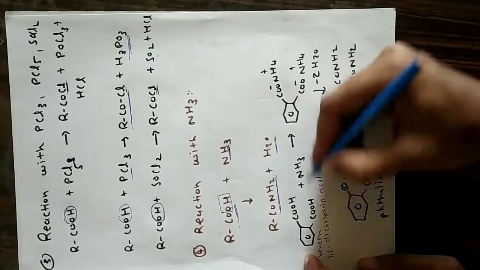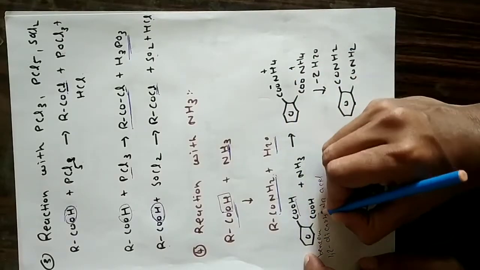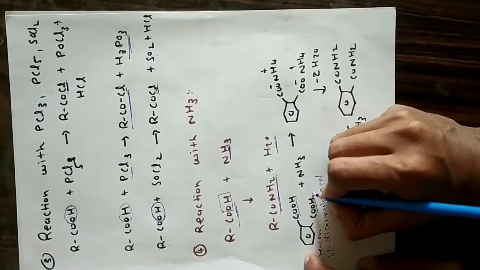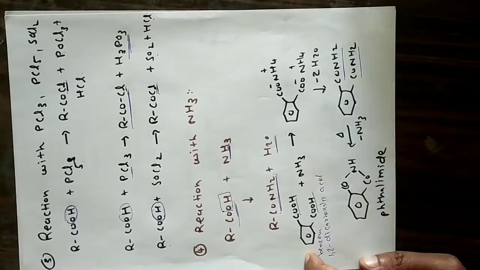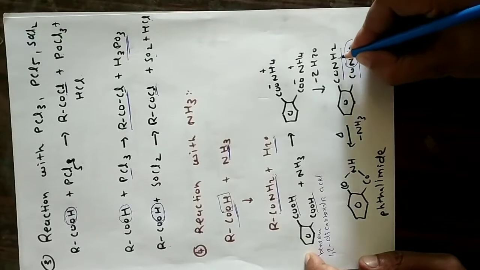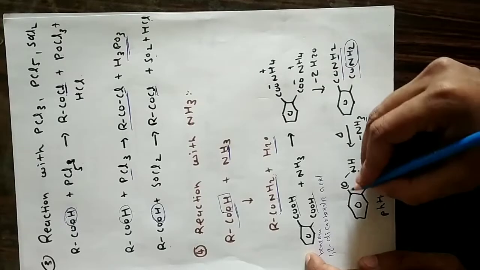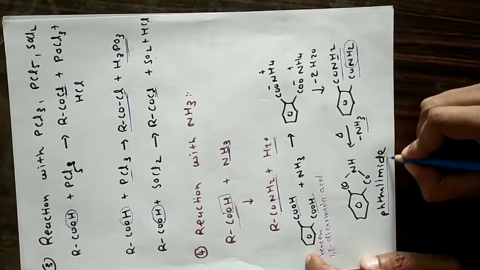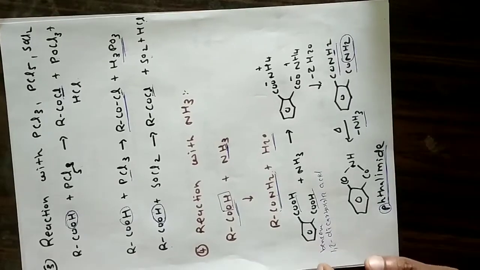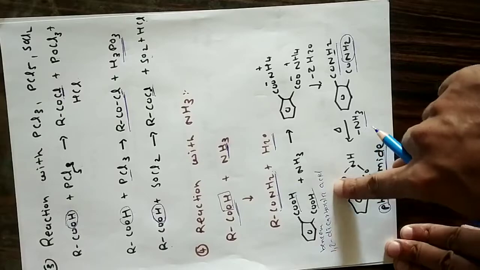We have two COOH groups, so it makes two CONH2 groups, two amide groups, because we have two COOH groups. So you can see here, two amide groups are there. Now if we heat it, what happens here? This NH2 and hydrogen from here leave in the form of ammonia gas, making a cyclic structure, and that is called phthalimide. This P is silent here, it is called phthalimide. Okay, so it is the preparation of phthalimide from benzene 1,2-dicarboxylic acid.